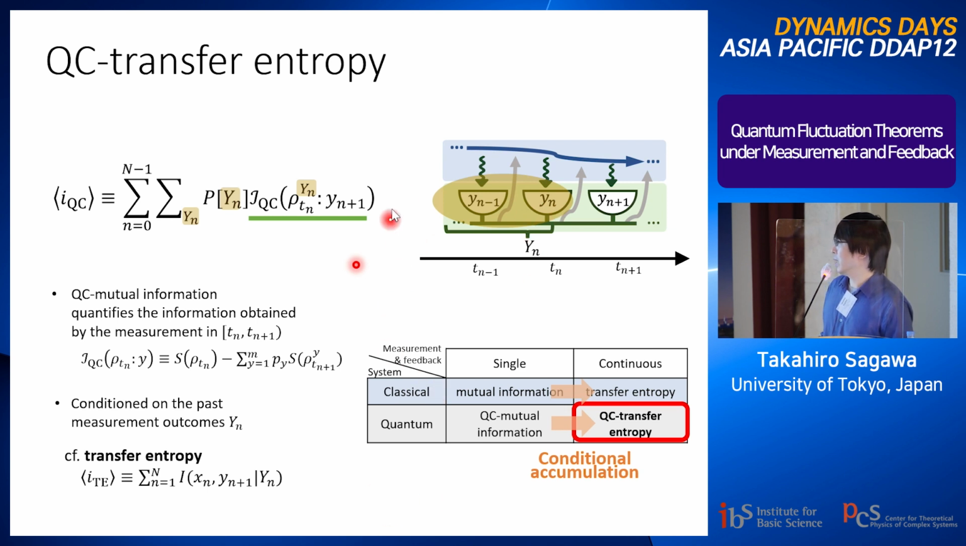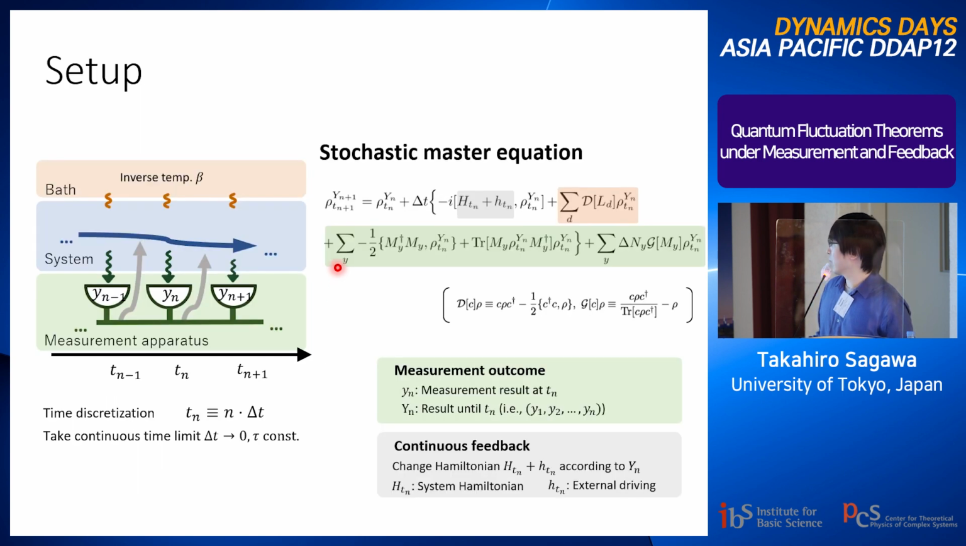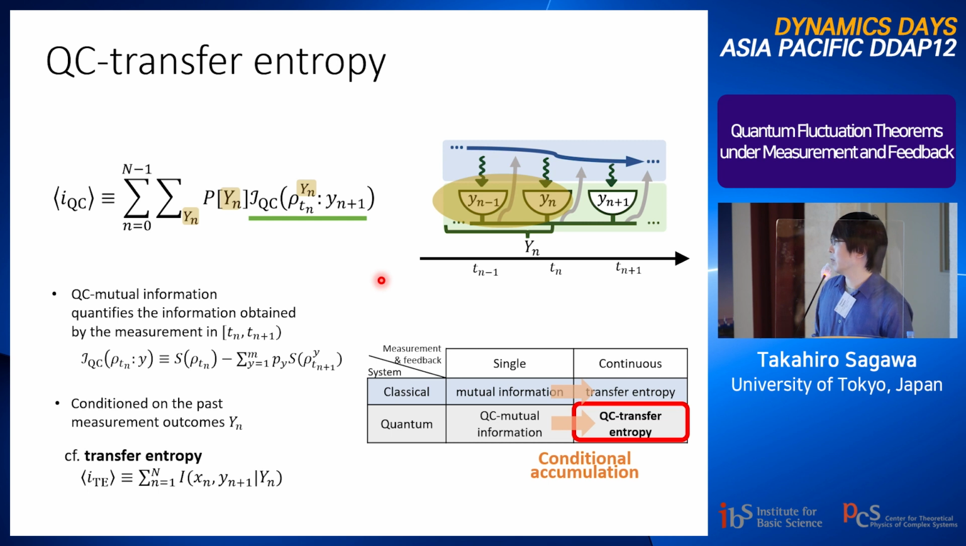So this is a very natural quantity because we already have a kind of conditional density operator here, because if we solve the stochastic master equation, we have a conditional density operator. So by using that conditional density operator, we can define the QC mutual information here. And if we sum it up from time 0 to time t, then it is nothing but the QC transfer entropy.